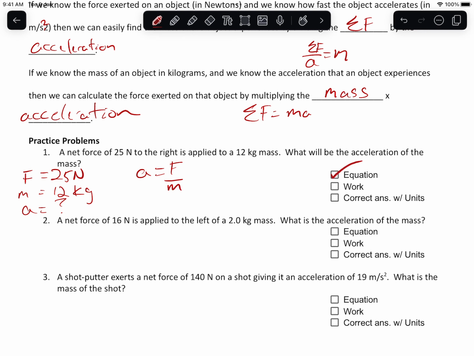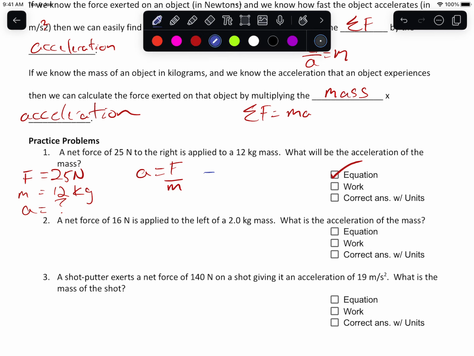I've got my equation. Now, let me show you my work. That's going to be equal to 25 divided by 12. What is that, 2.5? 25 divided by 12 on my calculator is 2.08. It's an acceleration, so it's meters per second squared. I've got my work, and I've got my correct answer with units right there.